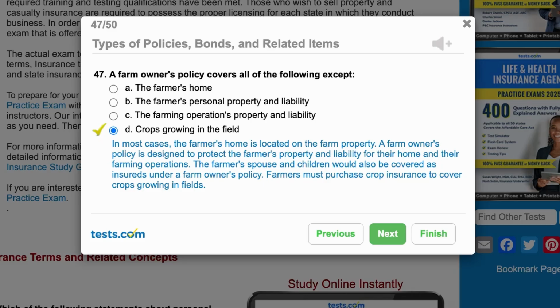In most cases, the farmer's home is located on the farm property. A farm owner's policy is designed to protect the farmer's property and liability for their home and their farming operations. The farmer's spouse and children would also be covered as insureds under a farm owner's policy. Farmers must purchase crop insurance to cover crops growing in fields.